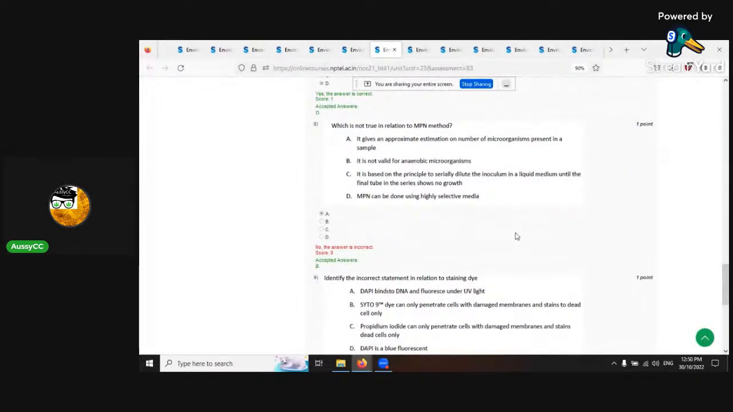Identify the statements for the stain dying, cell dying. Which one's true? Which one is identified? Oh, the incorrect. B.